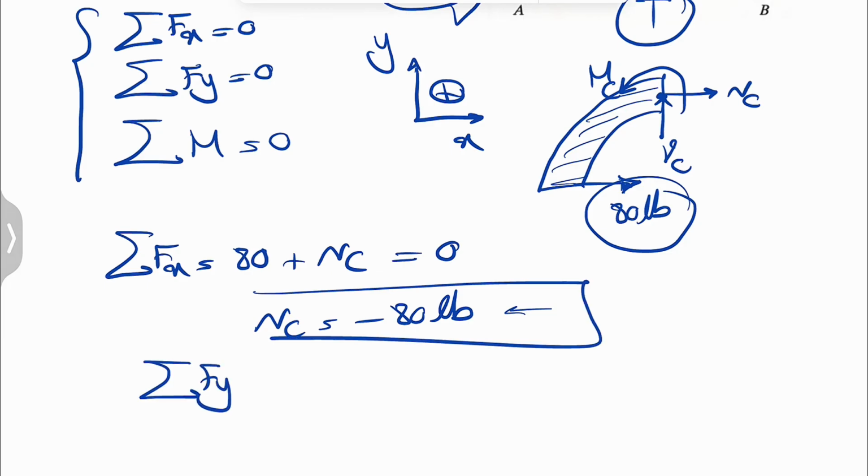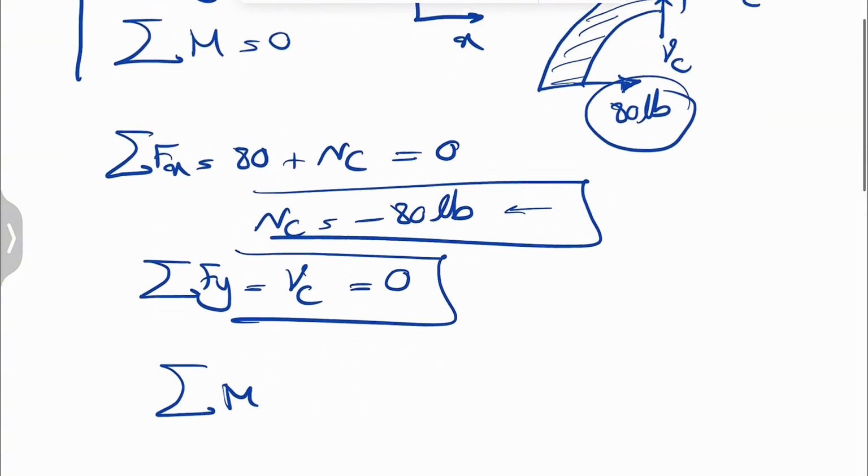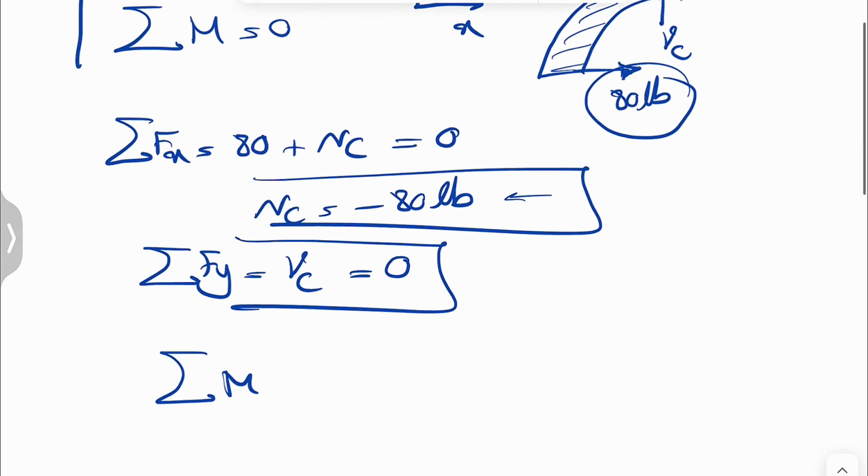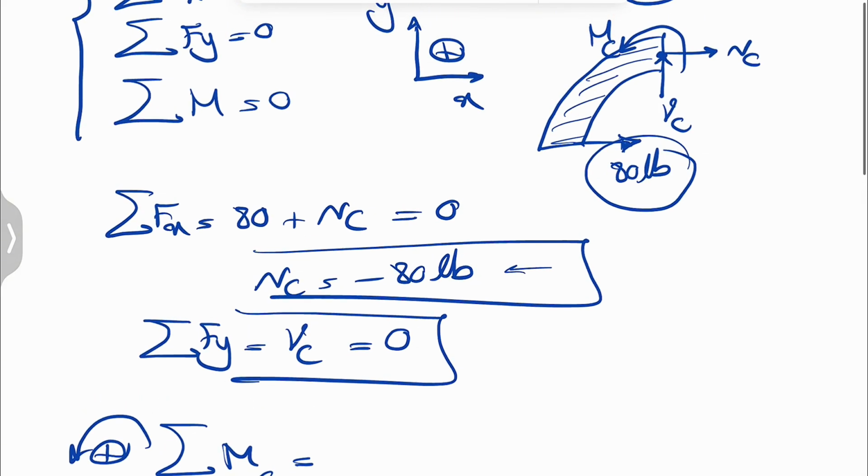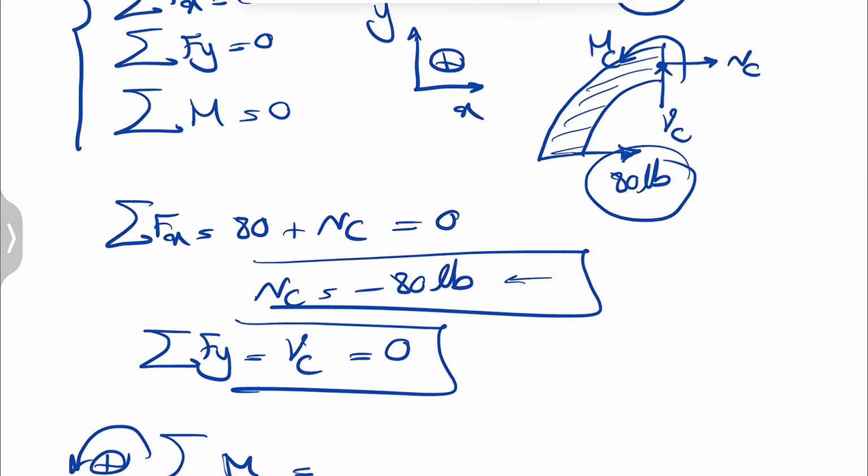The second equation is sum of all forces in y equals 0. So the only force that is in the y direction is VC, or the shear force, and we can conclude that that force is 0. And the last thing would be our moment equation. We can do the moment about point C, and don't forget that we have a sign convention of counterclockwise positive. So because we're finding the moment about C, NC and VC are going to be out because they don't make any moment about point C because they're exactly at that point.